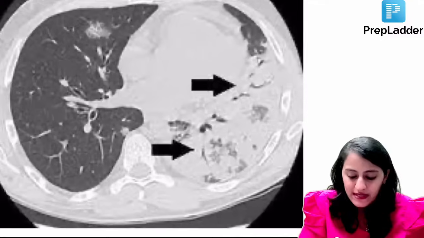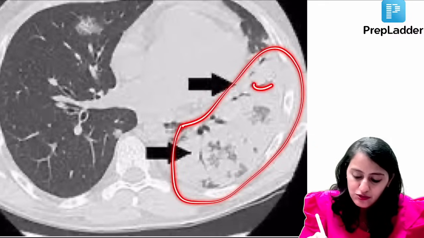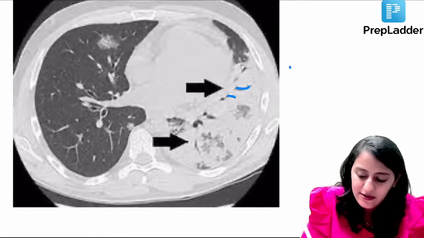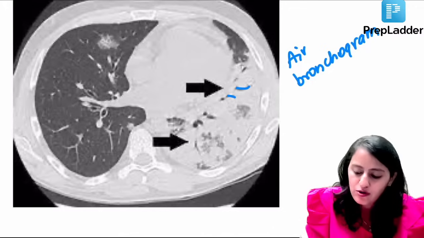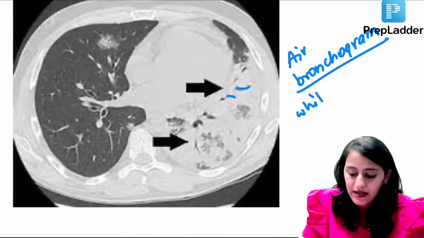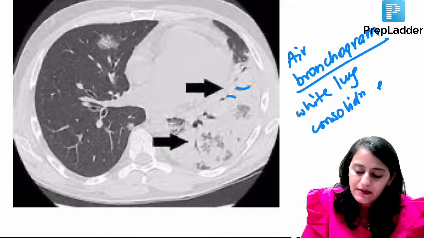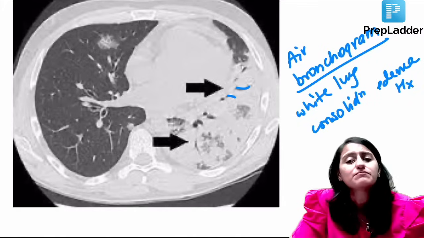What is the sign that you are seeing in this image? The lung has become white and through that lung, you can see the black bronchi. So what is this sign called? This is air bronchogram, right? Air bronchogram is seen when the lung becomes white, like in consolidation, edema, hemorrhage, wherever the air is replaced by something more dense.